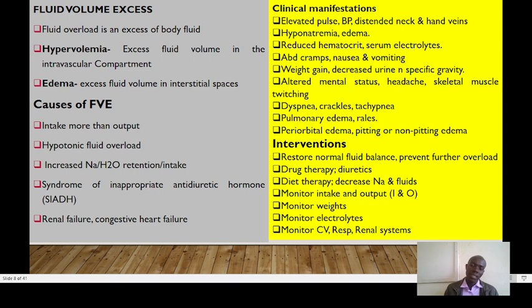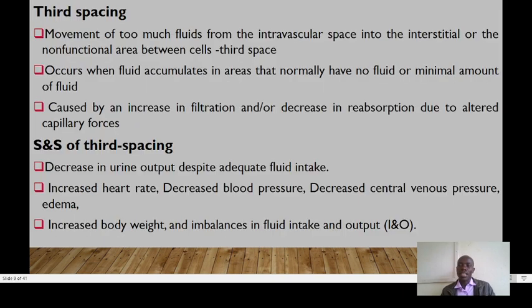What you're supposed to do as a nurse is to aim to restore the normal fluid balance and prevent further overload. For drug therapy, diuretics could help remove excess fluid, and for diet therapy, you have to decrease sodium and fluid intake. You also monitor the input and output and monitor weights so that we are able to see how weight is fluctuating as you continue to manage your patient. Also monitor the electrolytes and the other systems that have been involved, just to ensure that everything is okay.